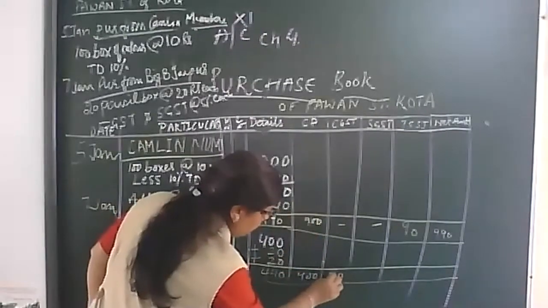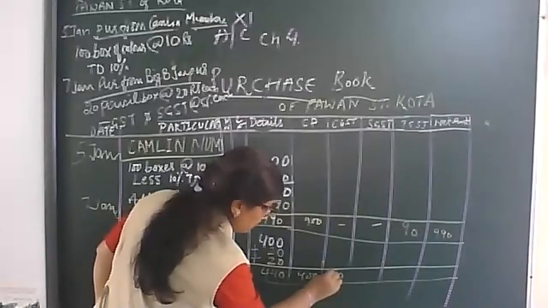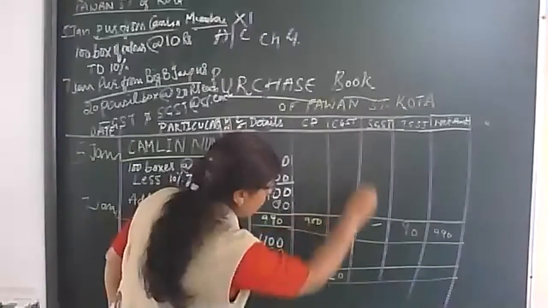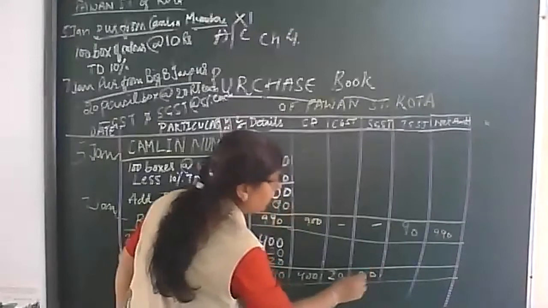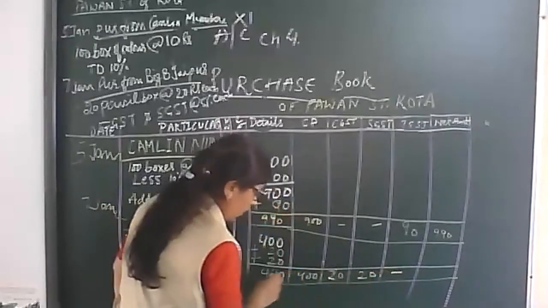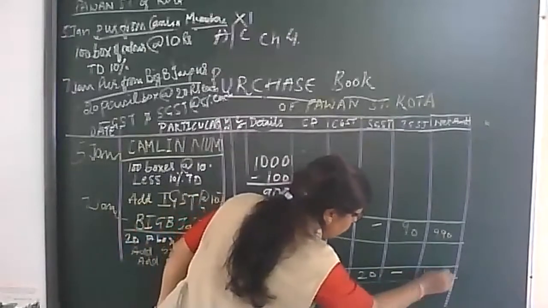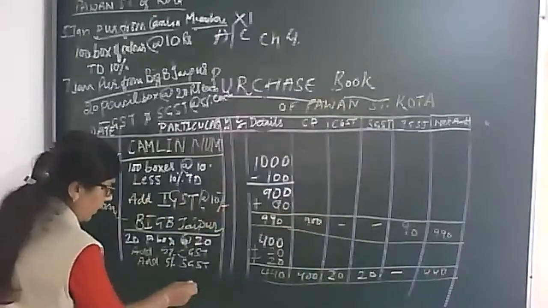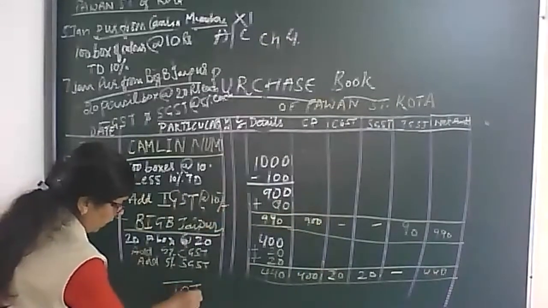CGST 20, SGST 20, no IGST, and the final total is 440. At the end, you will write it this way.